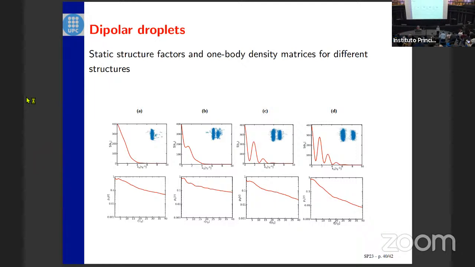Maybe I can just make one question in between. Now you find the supersolid only at high density. And if you would like to compare to experiment, you would like to go to a regime where the dipolar and the contact interactions compete roughly on the same order, and go to low density. Do you expect something different?